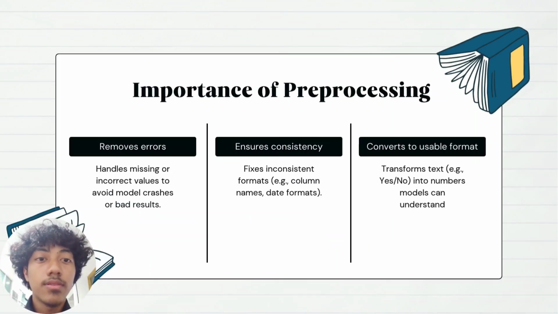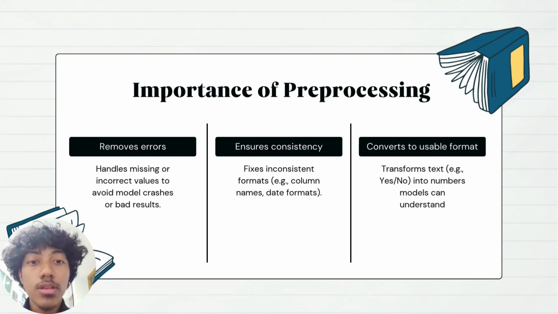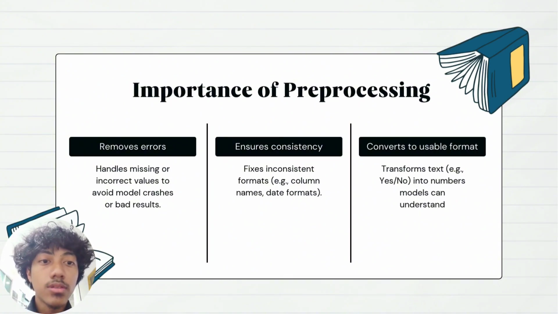Next is for the importance of preprocessing. First is remove errors, where we handle missing or incorrect values to avoid a model crash or bad results. For example, if a student grade is missing or recorded as a negative number, we need to fix that before the training. Next, we ensure consistency, where we fix inconsistent formats, for example, column names and date formats. This way, the system won't get confused by different ways of writing the same things.